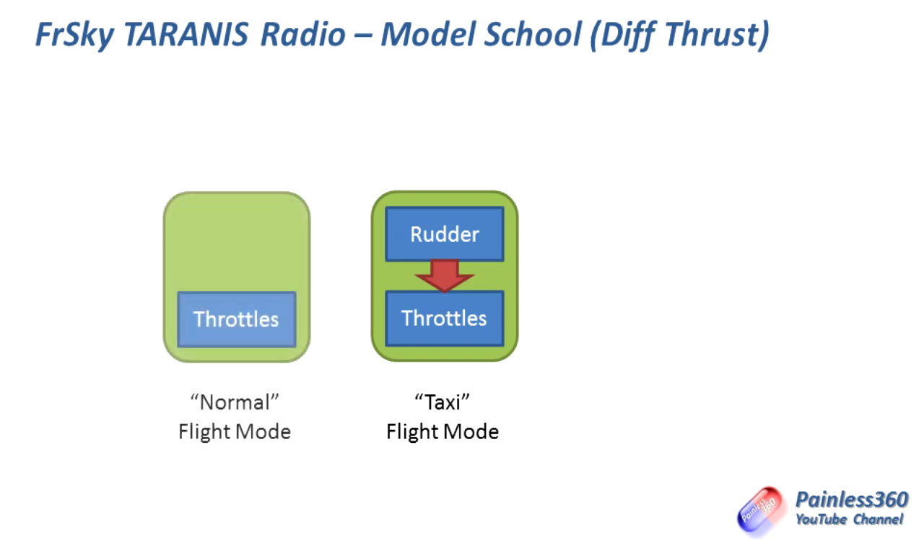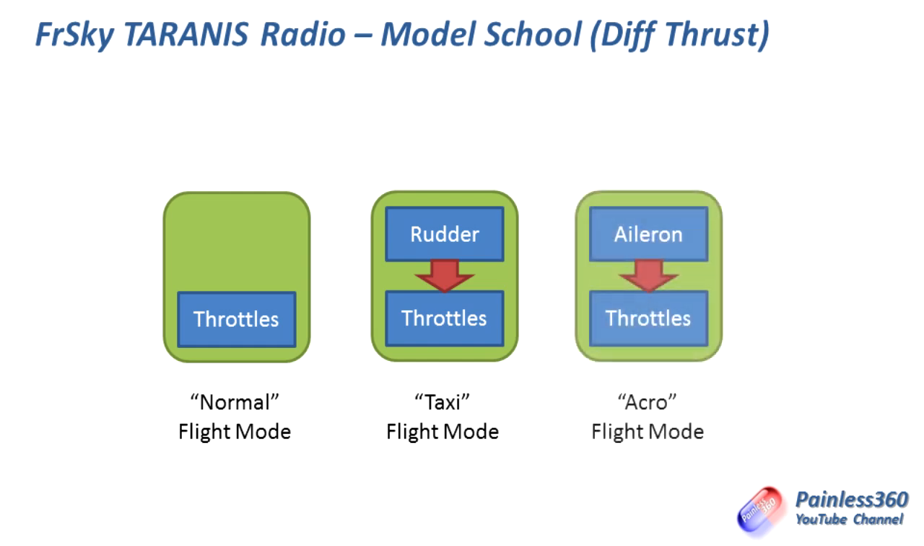Then what we'll do is make it so that by the flick of a switch, you can turn that on and off. So you don't have to always have differential thrust happen every time you use the rudder, and that will be useful for when you're flying normally. However, if we've set this up, then actually we've almost got the perfect combination.